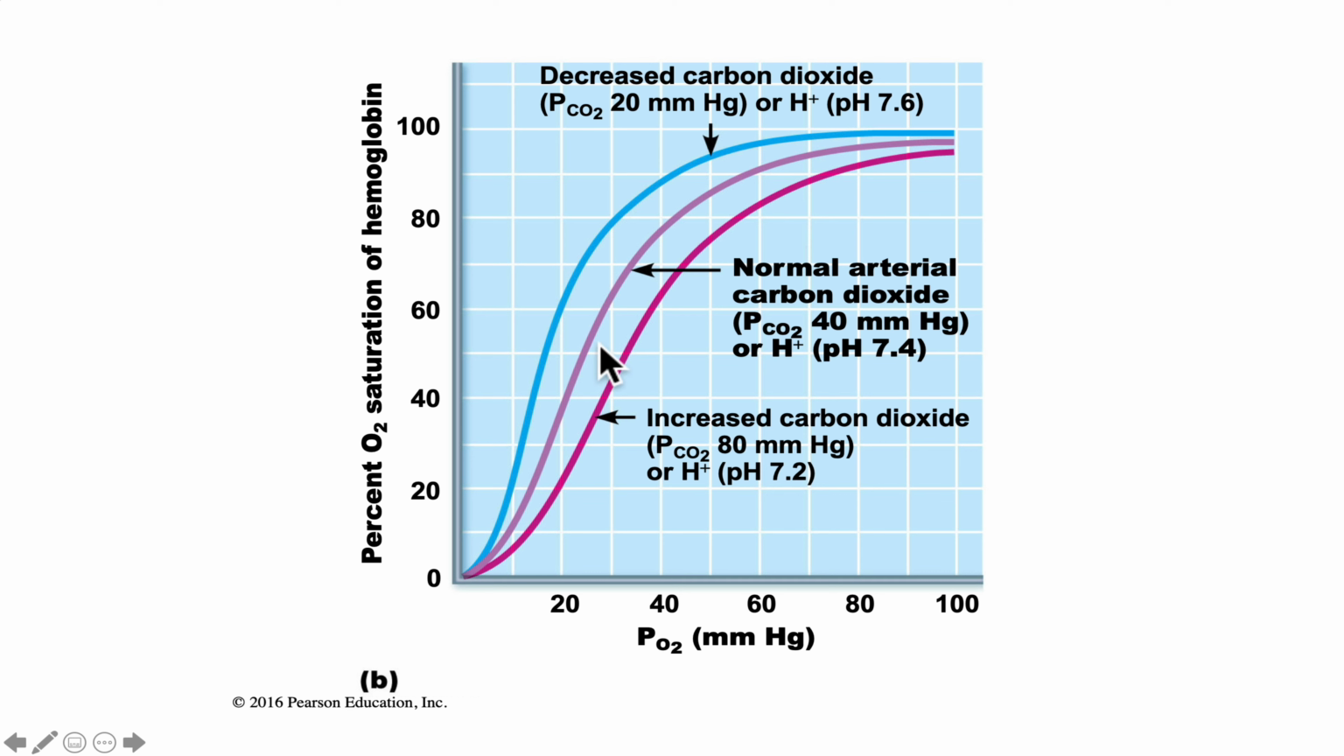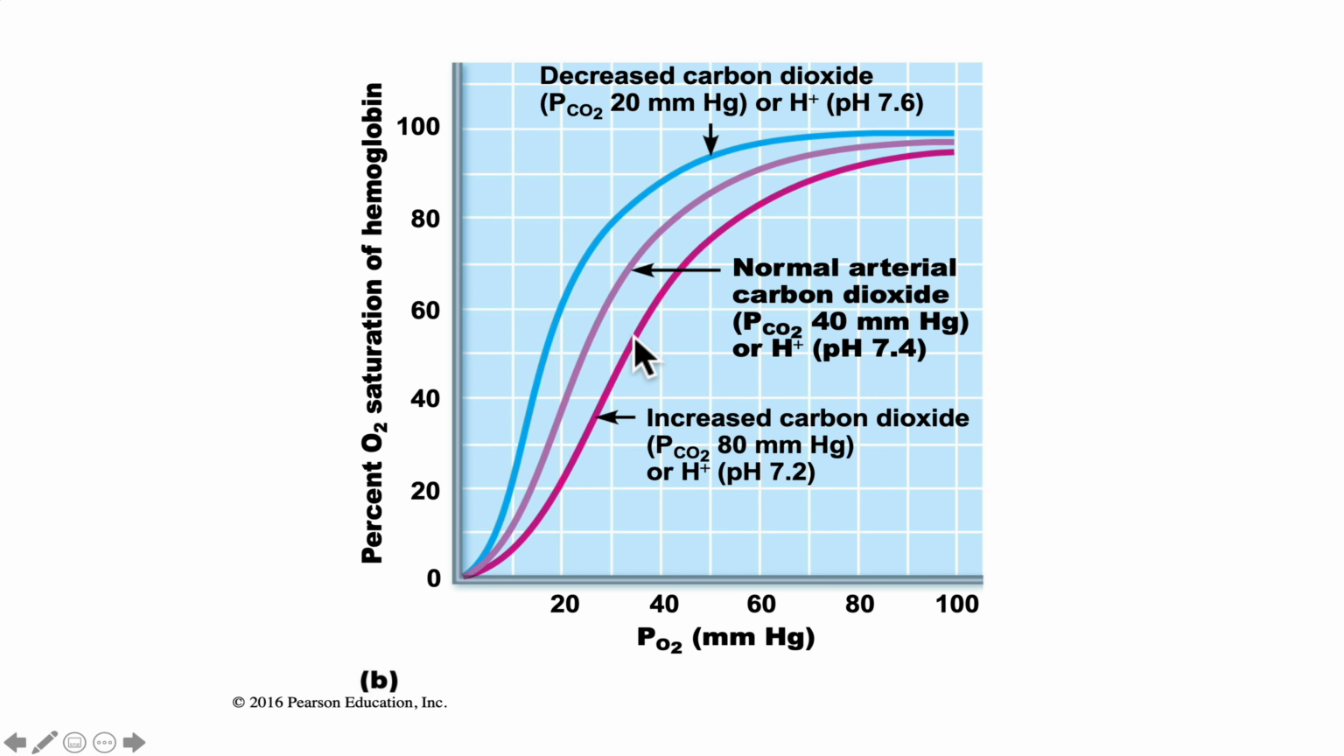So again, at normal arterial carbon dioxide levels, the partial pressure of carbon dioxide is about 40 millimeters of mercury, and the pH is roughly 7.4. Remember, the range for blood pH is anywhere from 7.35 to 7.45, so we have to stay within this range. Over here, we're saying it's 7.40.